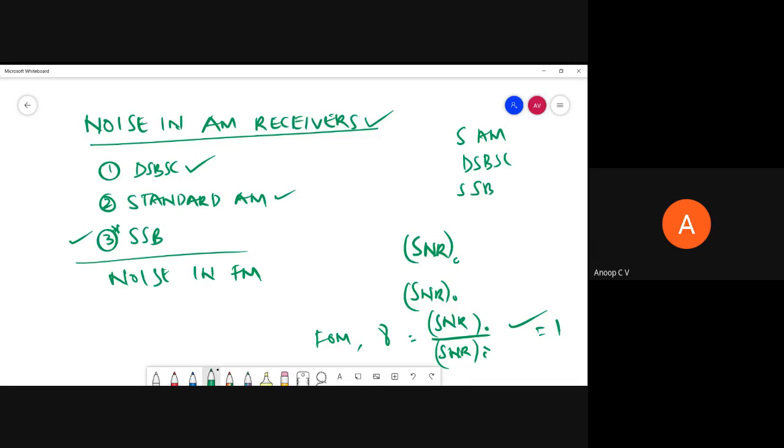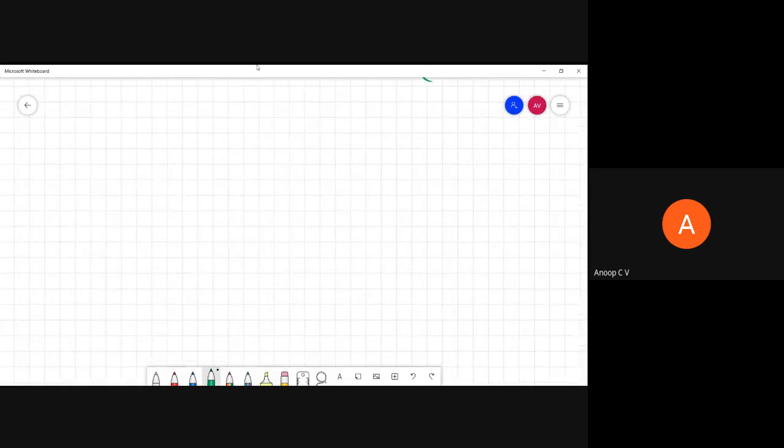What do you mean by SNR? It is signal to noise ratio, which is the signal power divided by the noise power. We'll be assuming the noise to be an additive white Gaussian process. In the last class we have already seen the system model, so in this class we'll continue with that. Initially we'll see the noise in the DSBSC receiver.